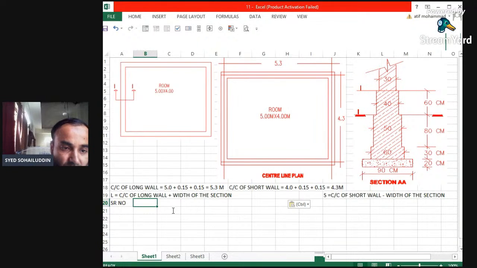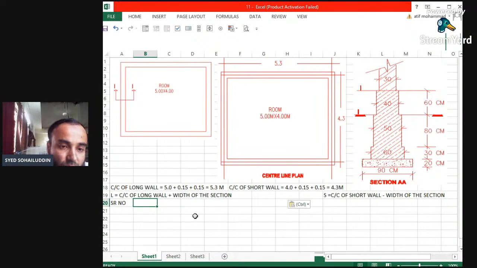So PCC. First we will find out the PCC. In that we have to find out the length of the long wall. So in the case of PCC, the length of the long wall, PCC L, is equal to... we will find out the length of the long wall in the case of PCC.